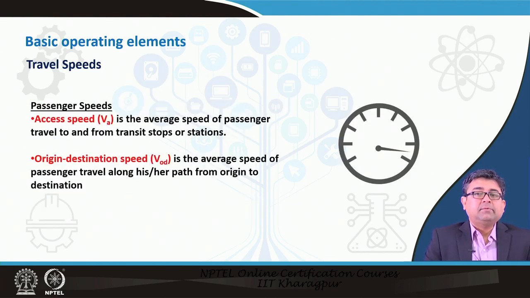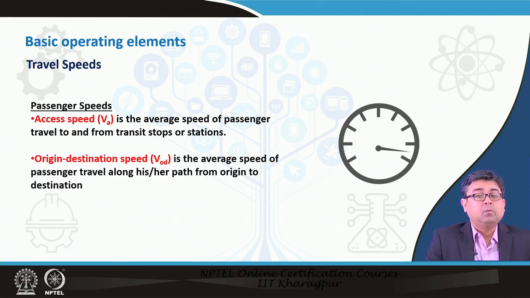Lastly, the other type of speed that has to be considered is the passenger speed. Now, just as with passenger travel time, there are different aspects of passenger speeds as well. So, access speed. Access speed is the average speed of a passenger traveling to and from transit stops or stations. Just as there is travel time involved to access a transit stop from, say, your home or your college to the transit station, similarly there is speed involved.